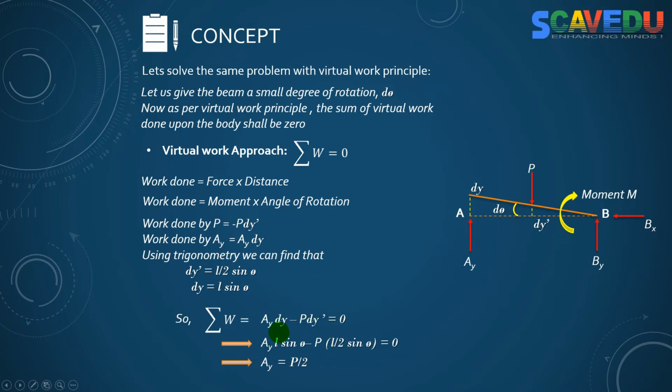So now substituting the value of dy and dy dash in this equation, you get Ay L sine theta minus B into L by 2 sine theta equal to 0, and you do get Ay equal to P by 2. Now in that question also we solved for Ay, we got P by 2. Here also we got P by 2.